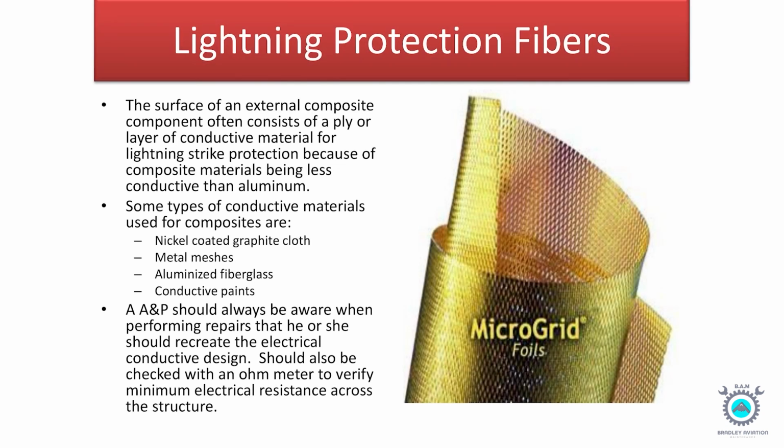The surface of an external composite component often consists of a ply or layer of conductive material for lightning strike protection because composite materials are less conductive than aluminum. Some types of conductive materials used for composites are nickel-coated graphite cloth, metal meshes, aluminized fiberglass, and conductive paints.